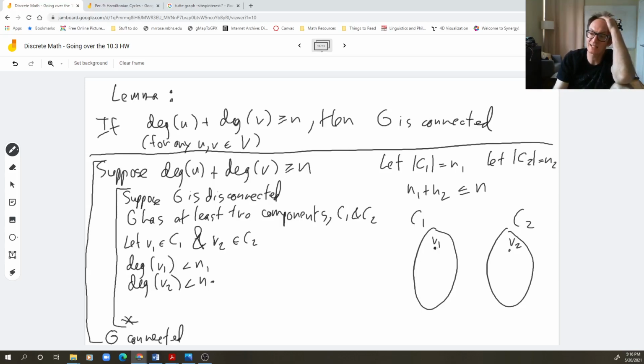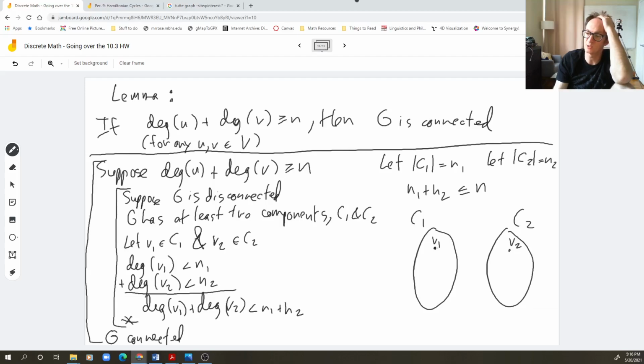Similarly, it has to be less than n2, because at most v2 can be adjacent with every other vertex in C2, and there are n2 total vertices in C2. So now if you add up these two inequalities, you get that the degree of v1 plus the degree of v2 is less than n1 plus n2.